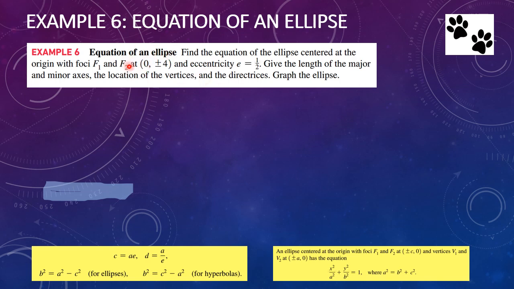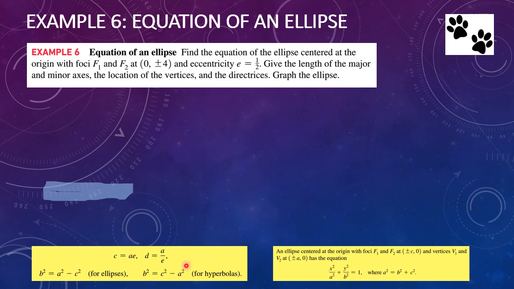So the foci values are (0, C). So we know that C is equal to 4. And then we have the eccentricity. So we have a value for C and we have a value for E. So notice that we can calculate the value for A. A would be equal to C over E. So that's 4 over 1/2. So A equals 8. That's going to give us the length of the major axis, which is 2 times A, or 16. The location of the vertices would be (0, plus 8) and (0, minus 8).